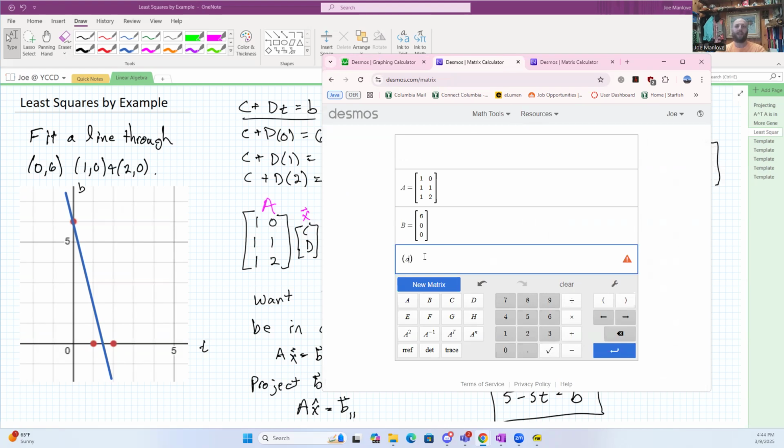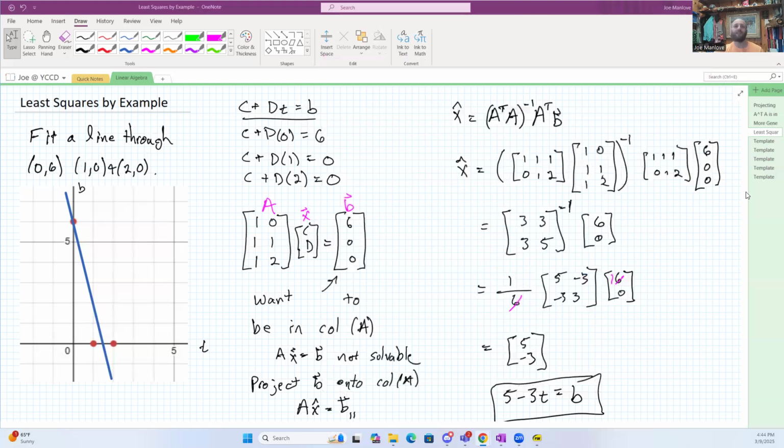So I need A transpose A inverted times A transpose times my vector B. Yep. I got 5, -3. Great. That's correct. If I did this in Excel, that's actually also what I'd get.